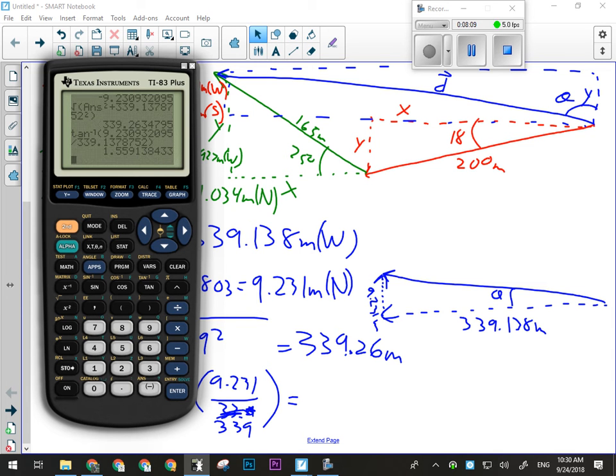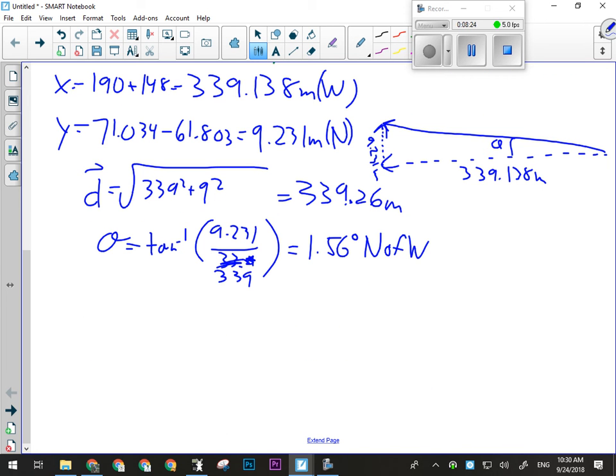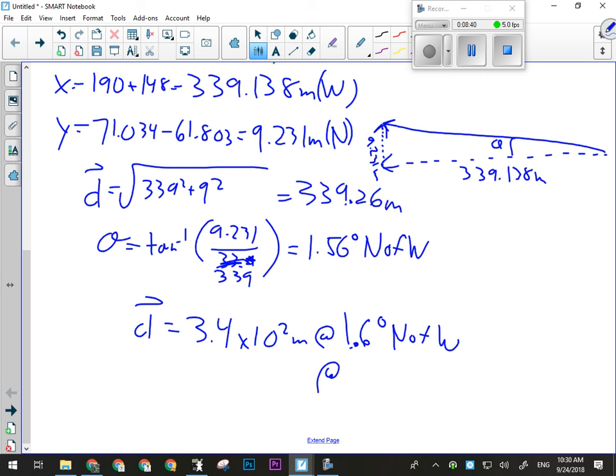Okay, so it's a pretty thin triangle. The angle is 1.56 degrees, and for that triangle, that's north of west. If you drew it the other way, it's the complementary angle. So that means our final answer, we only have two significant figures, is 3.4 times 10 to the 2 meters at 1.6 degrees north of west, or at 88 degrees west of north.